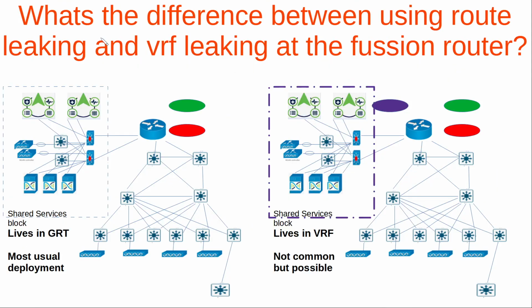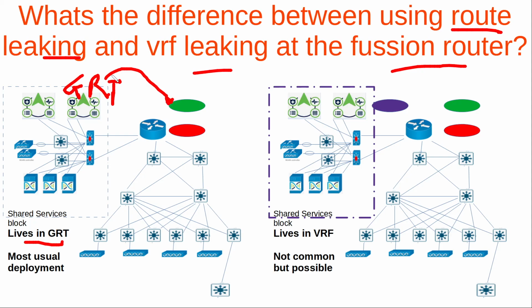So let's go for the next question. What's the difference between using route leaking and VRF leaking when talking about the Fusion router? So this is easy, because if you have your shared services block living in a global routing table, that means that your Fusion router is going to interchange routes between VRFs and the global routing table.